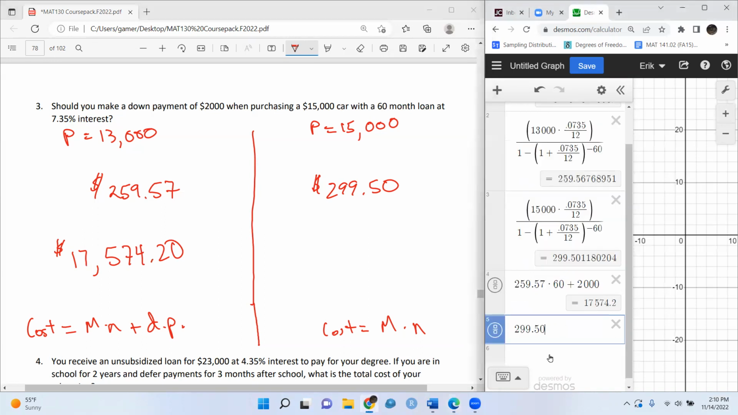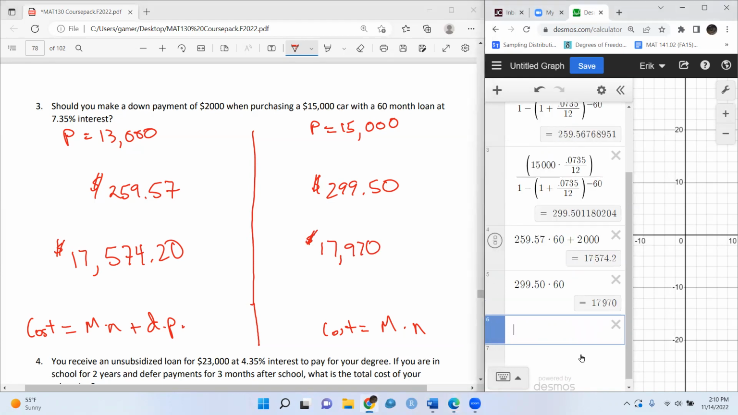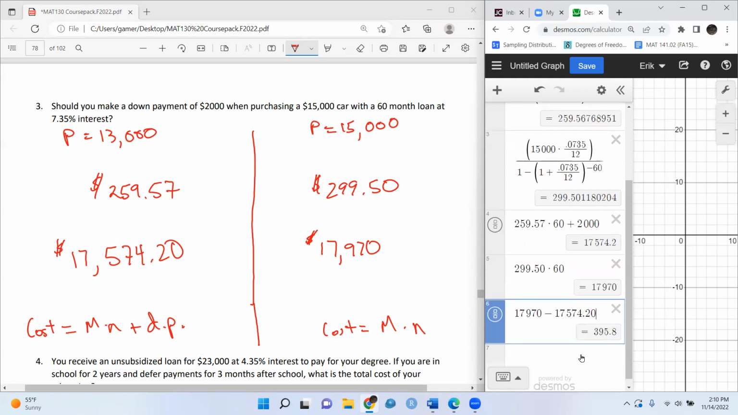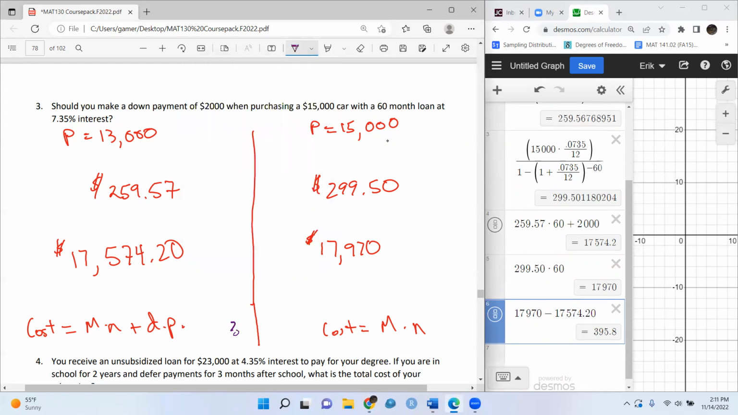So then the second one is this. We're paying $17,970 for the second one. Not a huge difference between those two, right? So we're paying an extra $395.80 between the two. So $395 extra, spread over 60 months. So it's spread over a 5-year time so that we don't have to cough up $2,000 at the beginning. So this is the work I want to see.